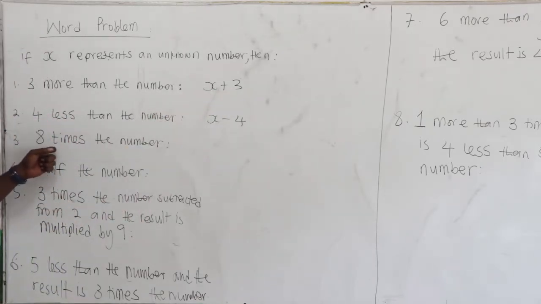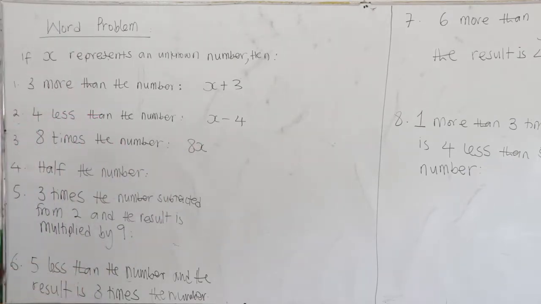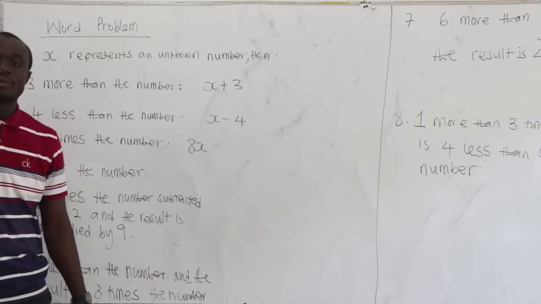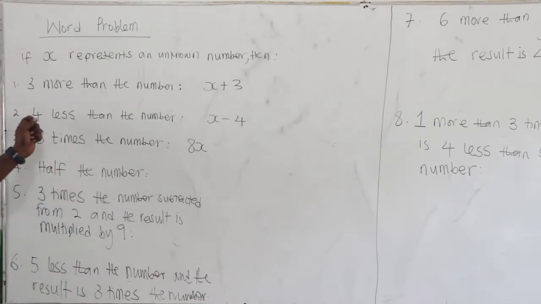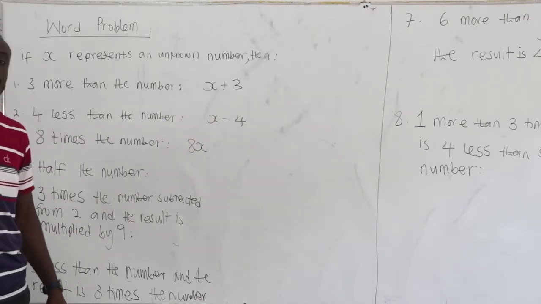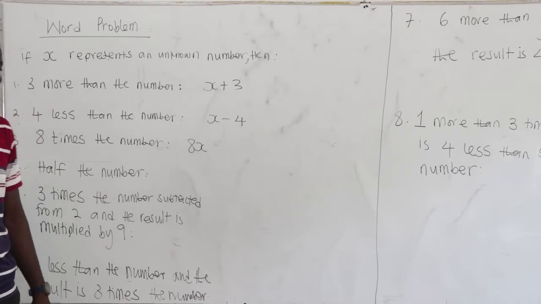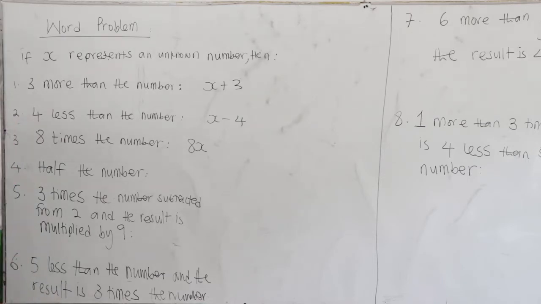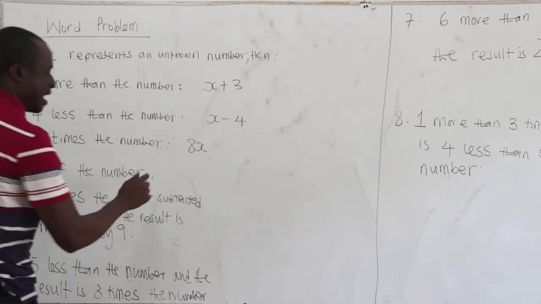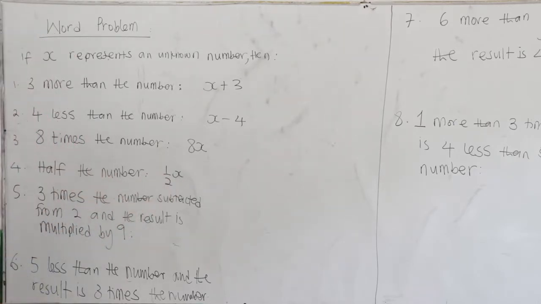Now, if they say 8 times the number, that is easy, 8x. If it is 5 times the number, that's 5x. Now the second one, if they say 4 less than the number, that's x minus 4. If they say 6 less than the number, that is x minus 6. If they say 5 less than the number, x minus 5. Now let's see the fourth one, half the number. Half the number, so half x.